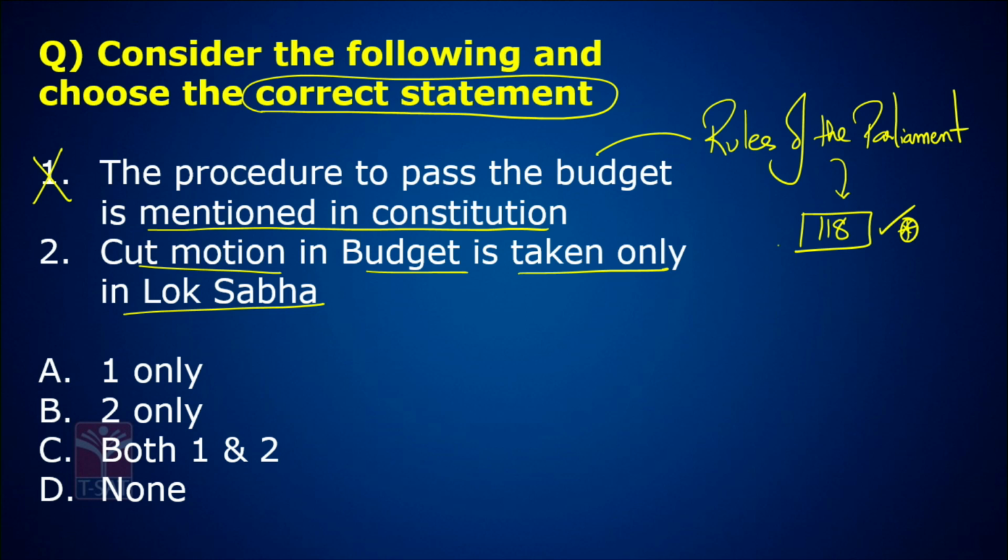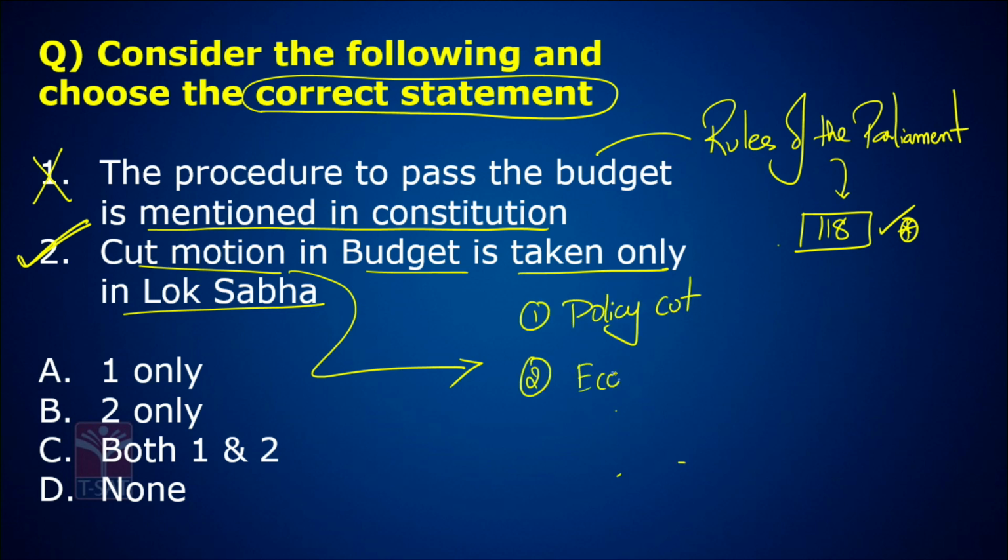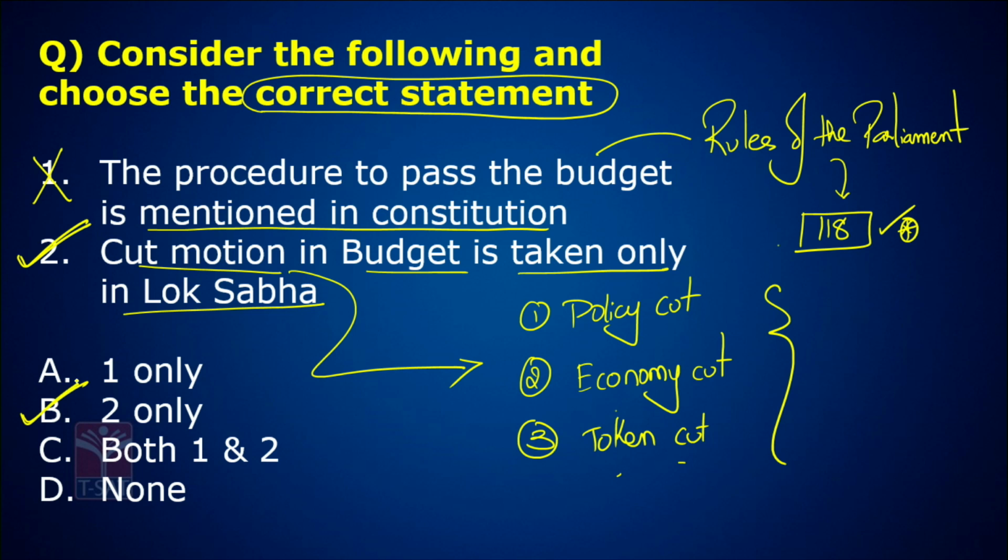Now cut motions are only taken in Lok Sabha. This is correct. There are three types of cut motions. The first one is called policy cut. The second one is called economy cut. And the third one is called token cut. So the answer for this is B. Statement 2 only is the answer.